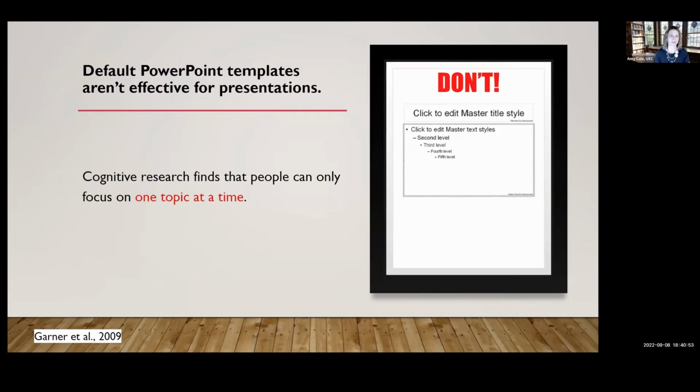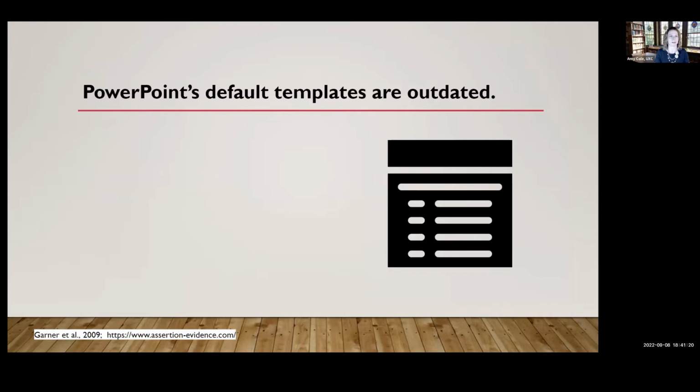Cognitive research finds that people really can only focus on one topic at a time. We all like to think that we could multitask. I know I like to think that I can, and my husband's like, no, nobody can. It's true, you really can't, not effectively. So in presentations, it's important that your slides ideally focus on one topic at a time. You might end up with an extremely long presentation, but you're not going to spend super long on each slide because you don't have a lot of content on them.